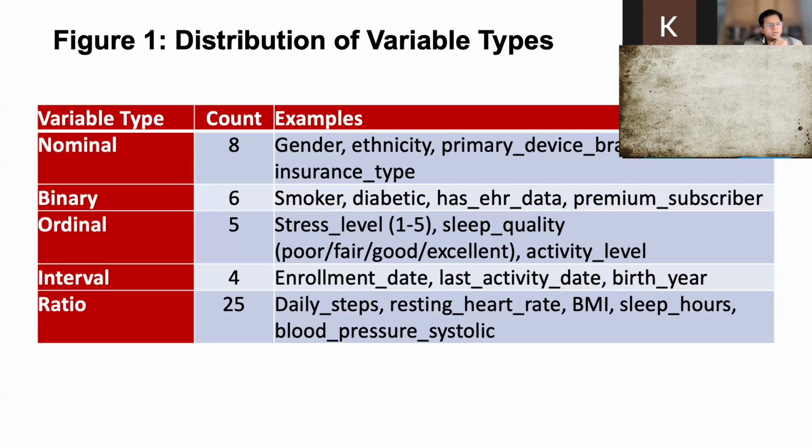Now, if I see ordinal data, stress level 1 to 5, sleep quality could be poor, fair, good, excellent, or activity level, very active or not active. What do we do with those things? These are written many times in text form. So how do we utilize them?